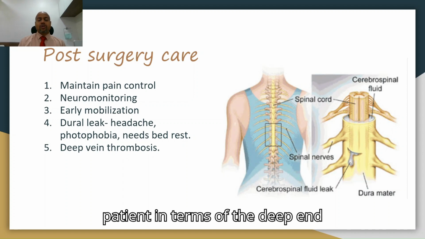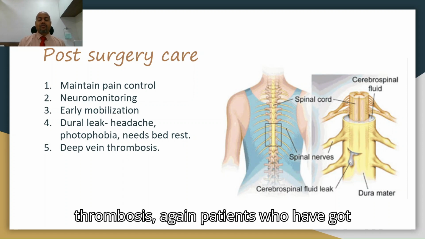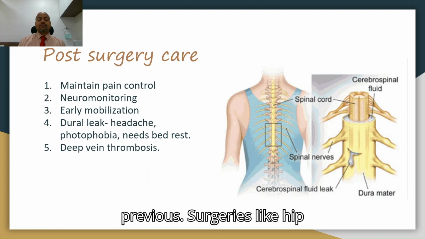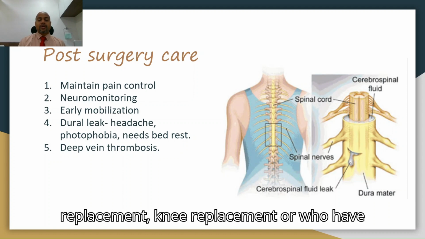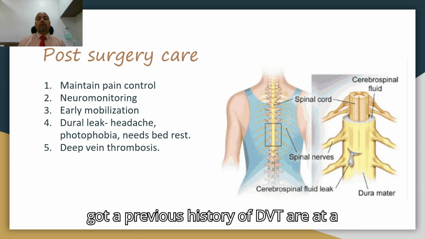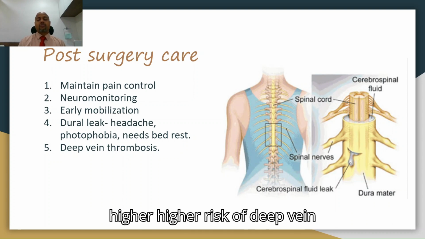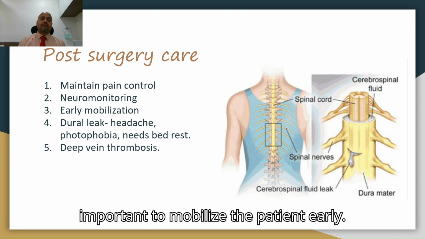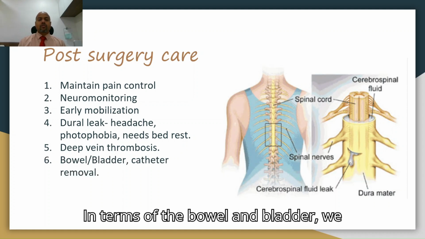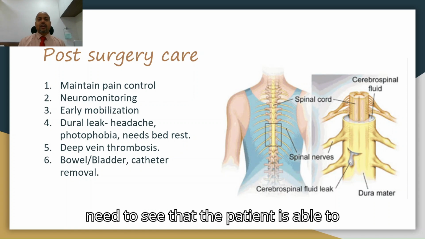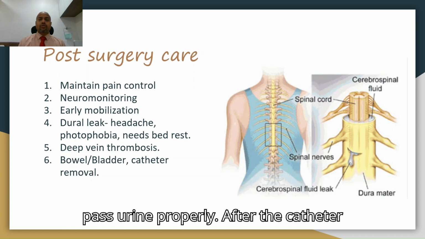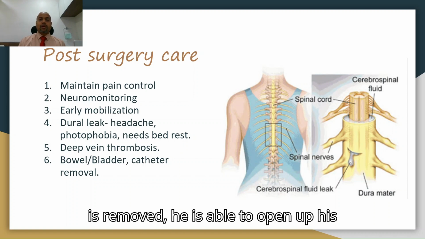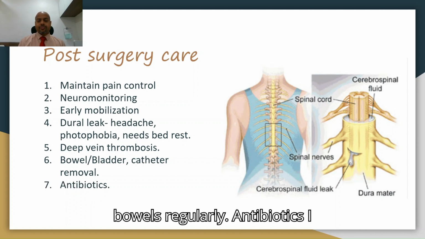In terms of deep vein thrombosis, patients who have had previous surgeries like hip replacement or knee replacement, or who have a previous history of DVT, are at a higher risk of deep vein thrombosis. That itself makes it very important to mobilize the patient early. In terms of the bladder, we need to see that the patient is able to pass urine properly after the catheter is removed. He is able to open up his bowels regularly.